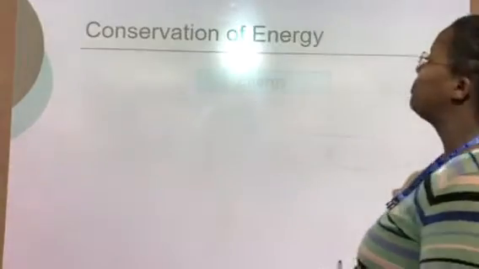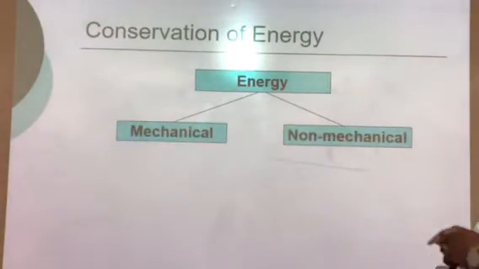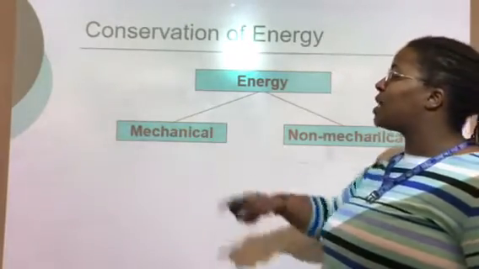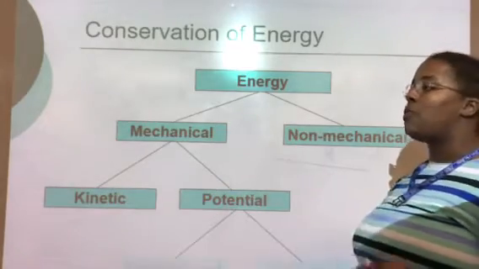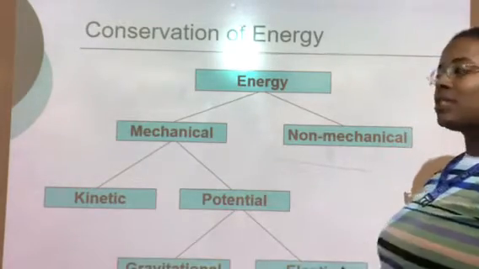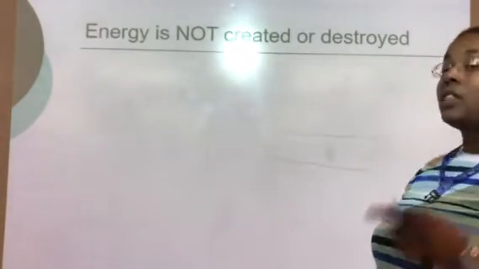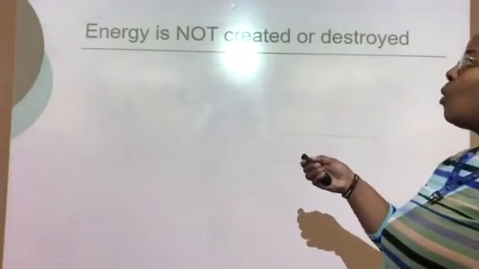All right? So, conservation of energy, we have two major distinctions, mechanical and non-mechanical. For this discussion, we're on the mechanical side of things. That's where our kinetic and potential energy will fall. And there are other types, gravitational and elastic energy, that we'll talk about a little bit later. The big lesson of the day is energy is not created or destroyed.